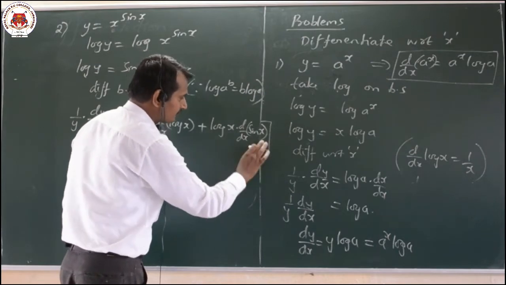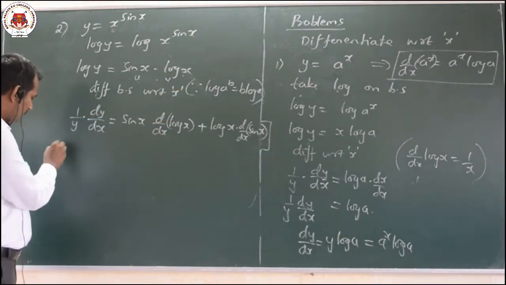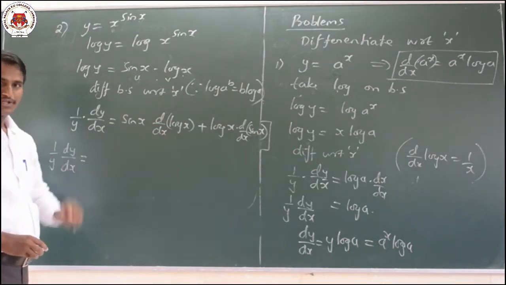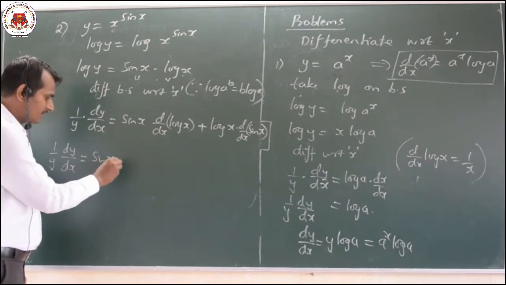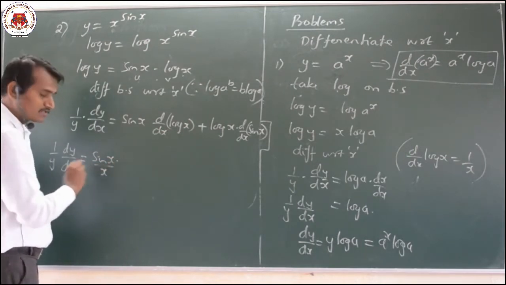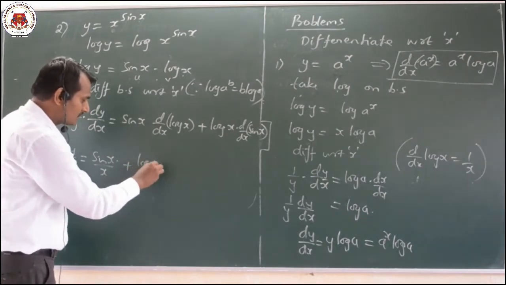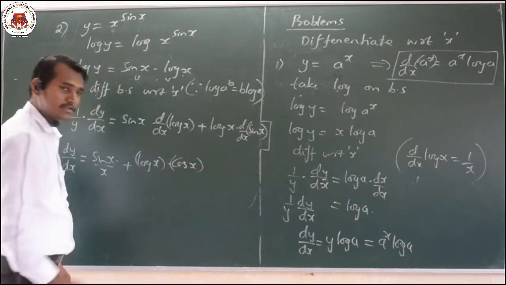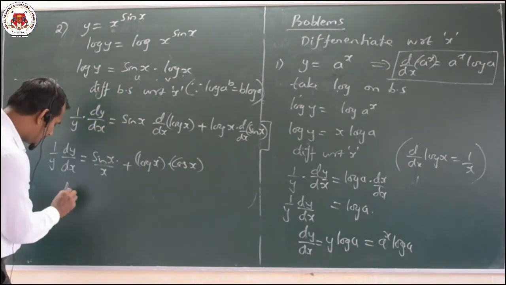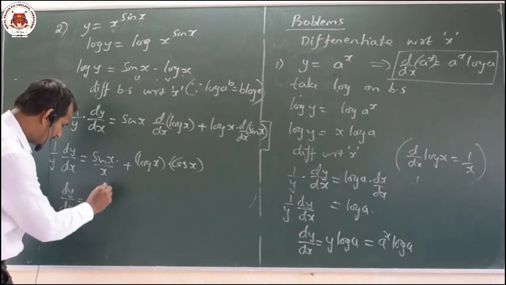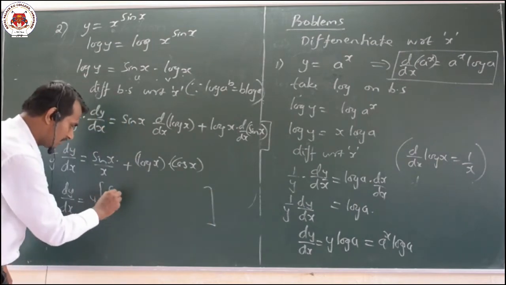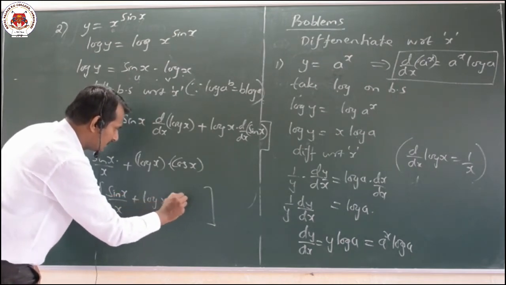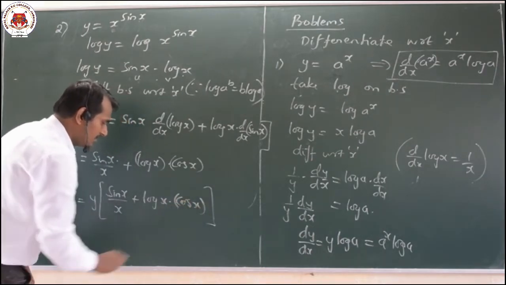Very simple. Now 1 by y into dy by dx equals, differentiating it, sin x into log x differentiation, which is 1 by x, plus log x as it is into sin x differentiation, which is cos x. That is also simple. Now the last step is dy by dx equal to y into the whole thing. What is that whole term here? That is sin x divided by x plus log x into cos x, that is the required result.